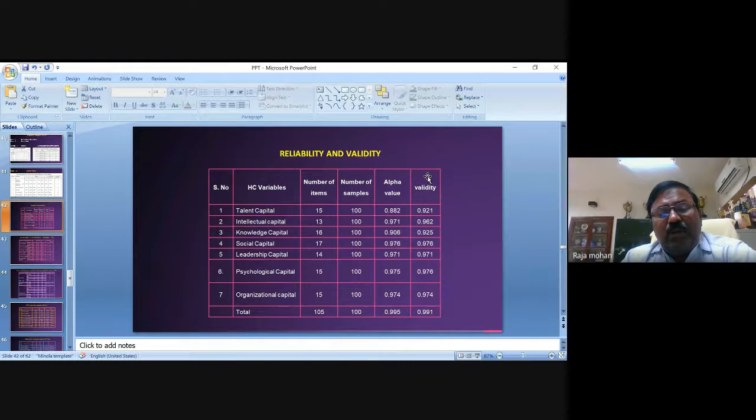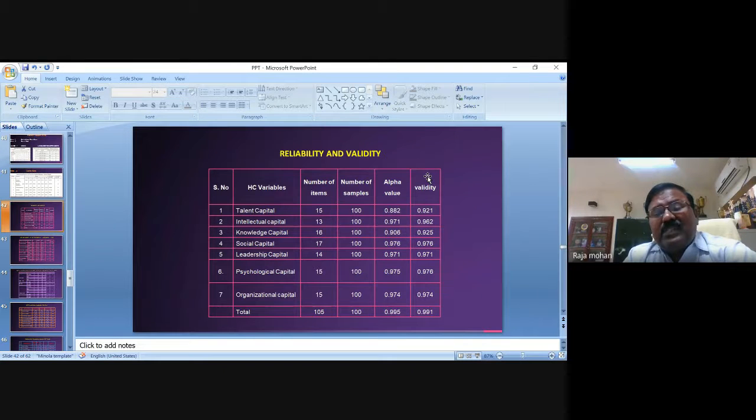The human capital or talent capital, intellectual capital, knowledge capital, social capital, leadership capital, psychological and organizational capital. These are the capital he coded, and these are the components he used. And the values, the number of items he used, number of questions. That is the thing you can remember: 15 questions, 13 questions, 16 questions. Like this many questions he has used.